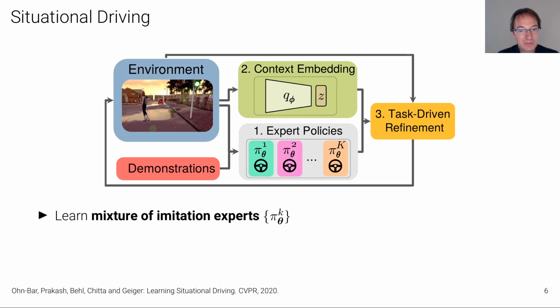One of them is, instead of learning a single imitation agent, to learn multiple imitation experts, each of them specific to a particular situation. That's why we call the approach situational driving. And to optimize the combination of these experts using task-driven policy refinement, using actual rewards from the environment.